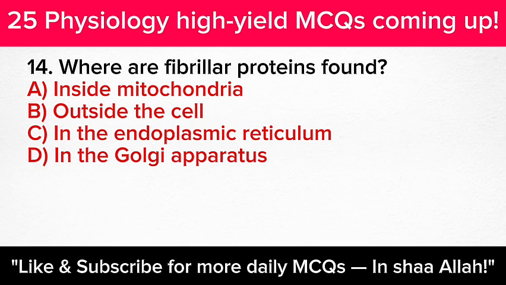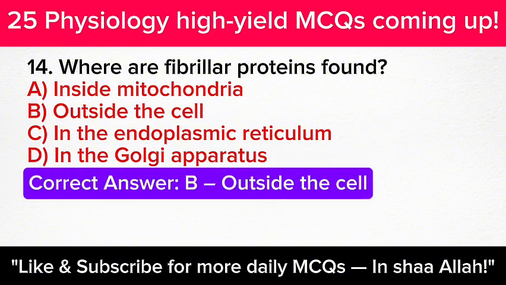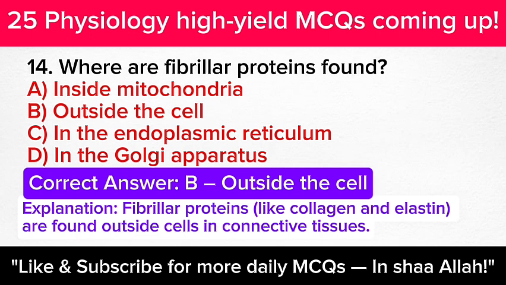14. Where are fibrillar proteins found? A. Inside mitochondria. B. Outside the cell. C. In the endoplasmic reticulum. D. In the Golgi apparatus. Correct answer: B. Outside the cell. Explanation: fibrillar proteins like collagen and elastin are found outside cells in connective tissues.